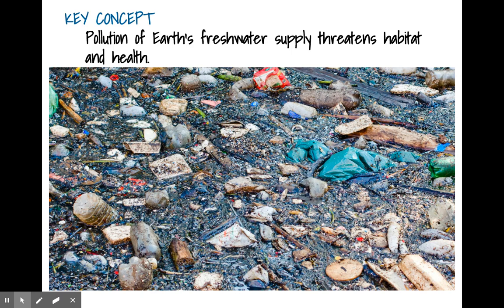All right, finally, our last section is on pollution, okay? So our key concept here is how pollution of Earth's freshwater supply threatens habitat and health. So the pollution of our Earth's fresh water supply threatens habitat and our health, which then affects populations. As you can see here, this is just a sludge of pollution inside of our water systems.